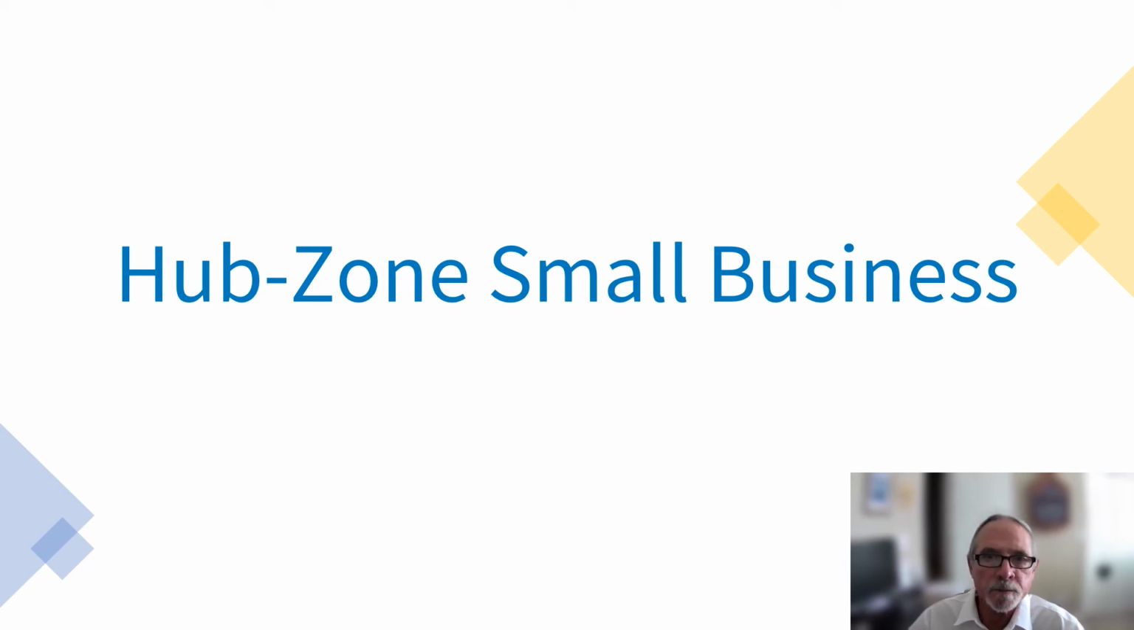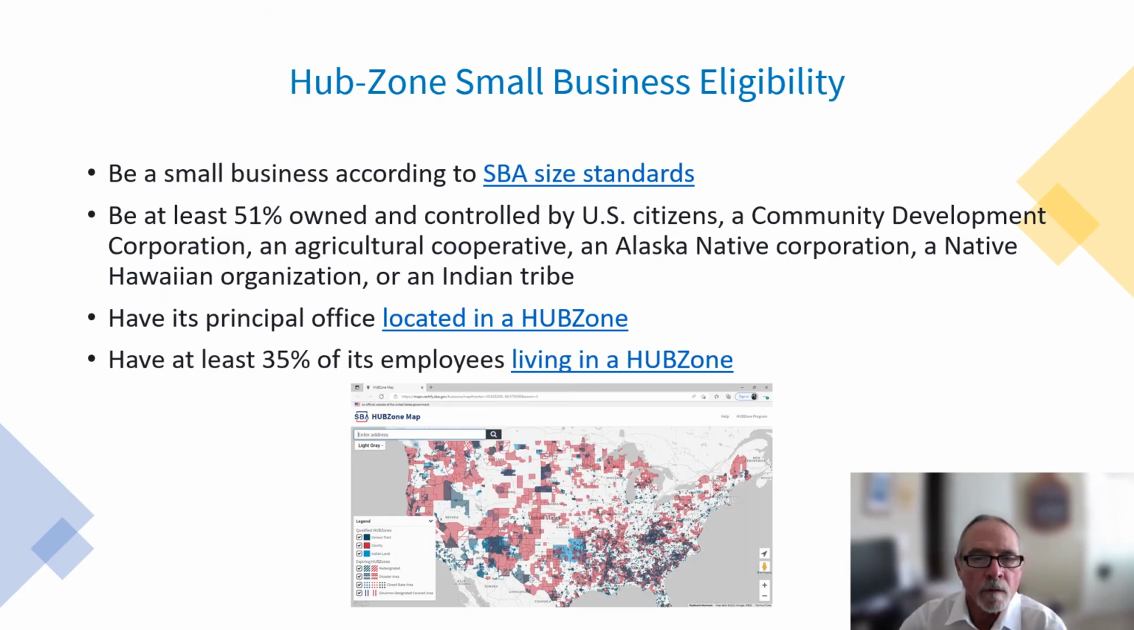We'll now talk about eligibility and the application process for a HUBZone small business. Eligibility requirements for a HUBZone small business include being a small business according to SBA size standards, and being at least 51% owned and controlled by U.S. citizens, a community development corporation, an agricultural cooperative, an Alaska Native corporation, a Native Hawaiian organization, or an Indian tribe. Additionally, the principal office must be located in a HUBZone, and 35% of its employees must be living in a HUBZone.